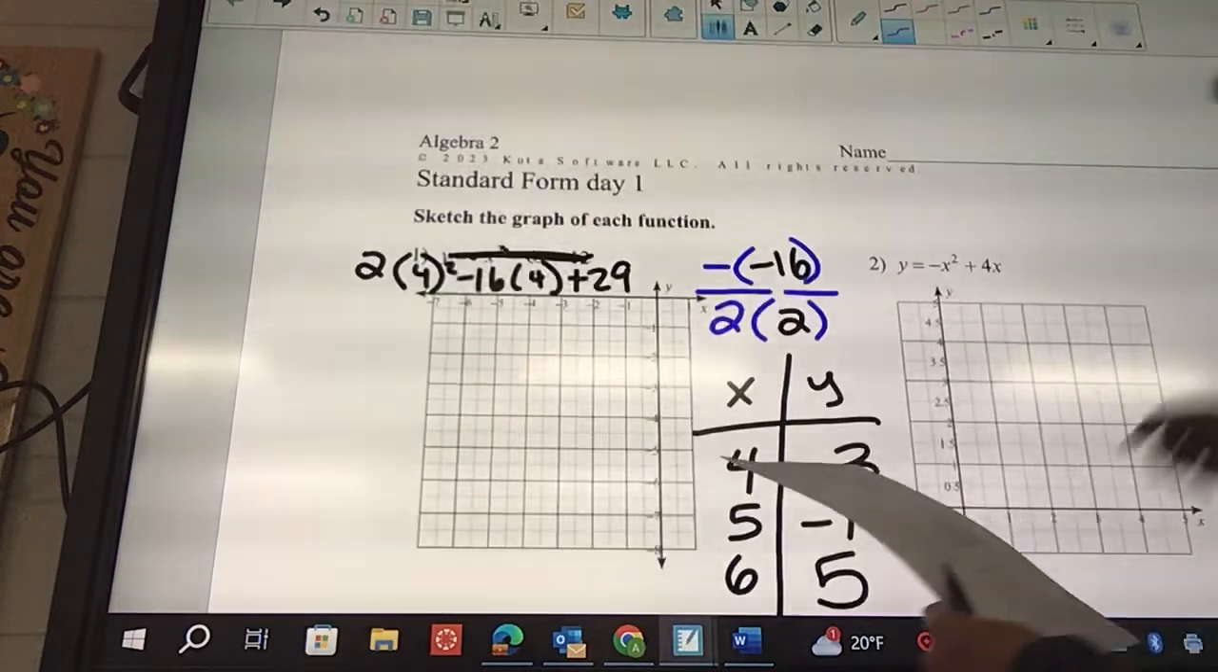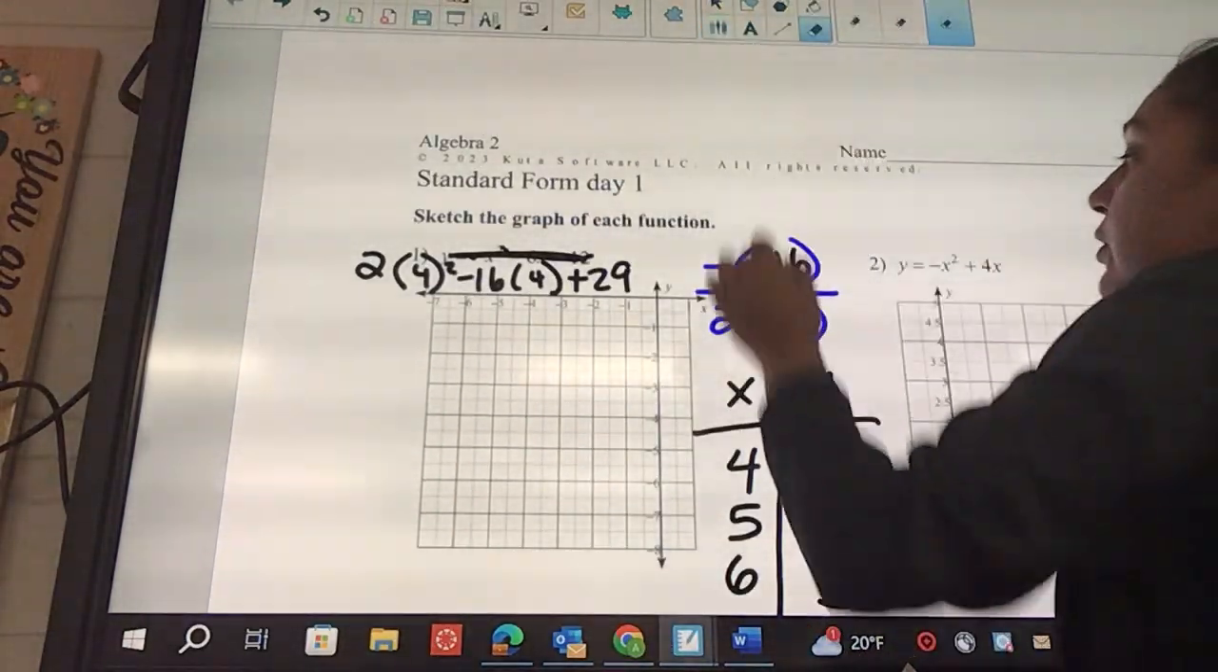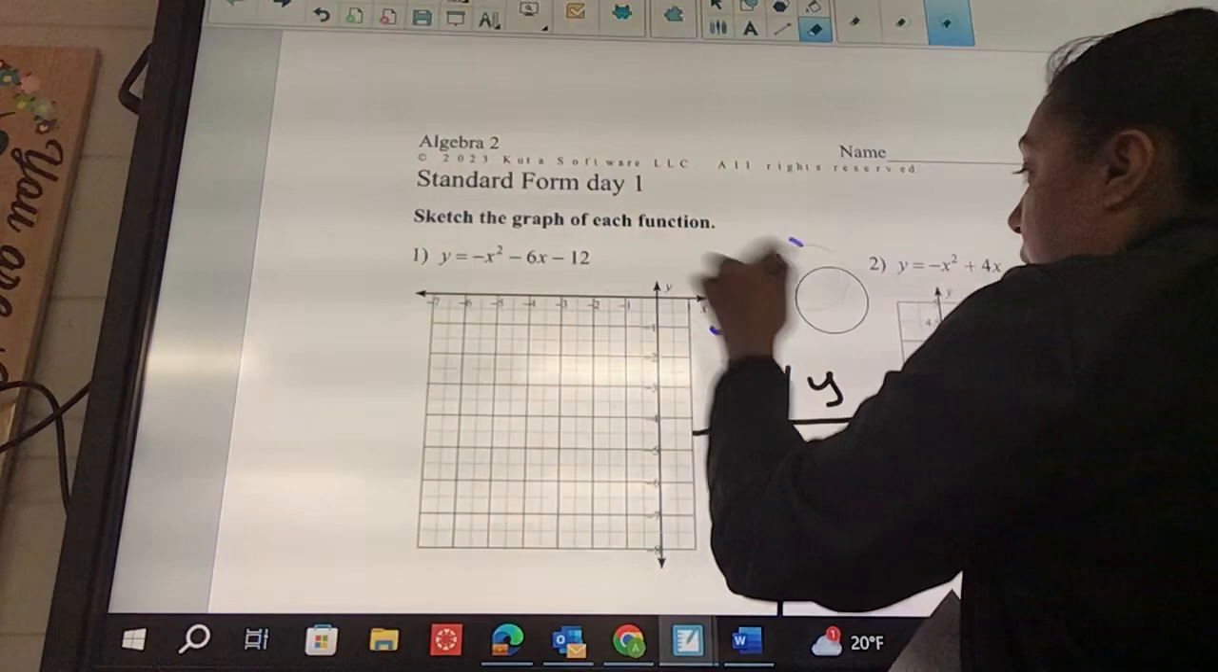I'm actually going to graph number 11 on this one, but you just do it on 11. Okay, go to number 11.